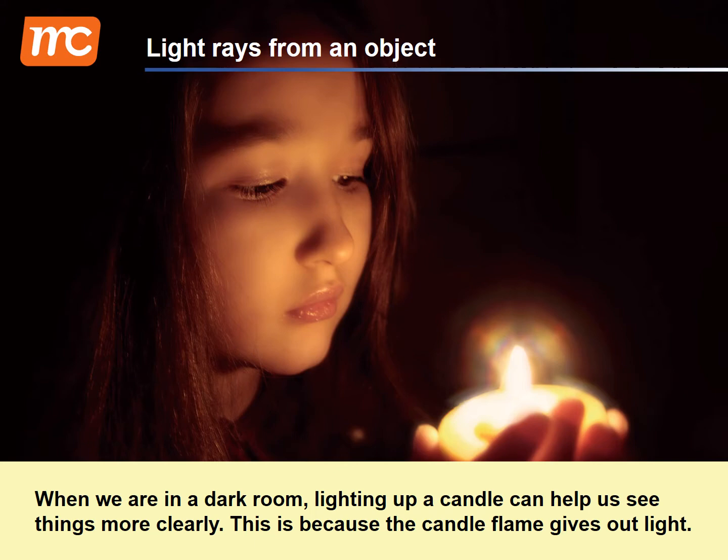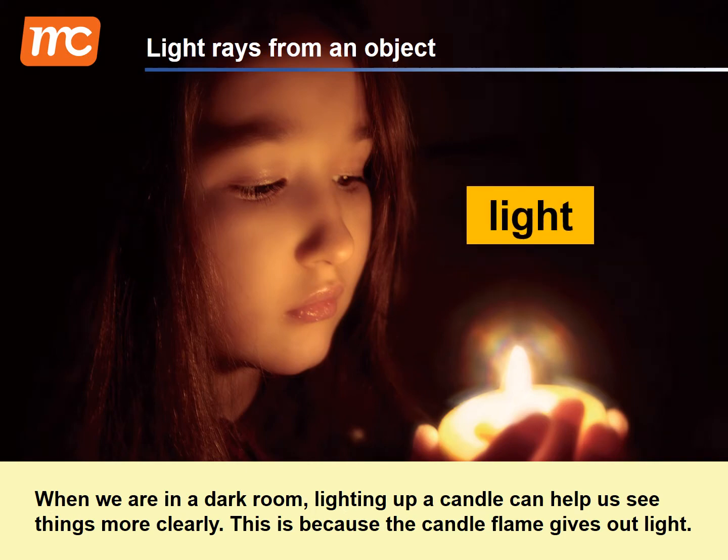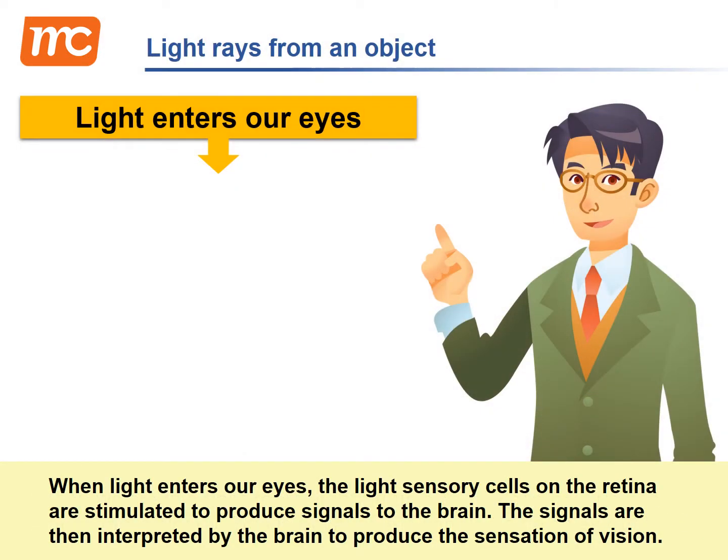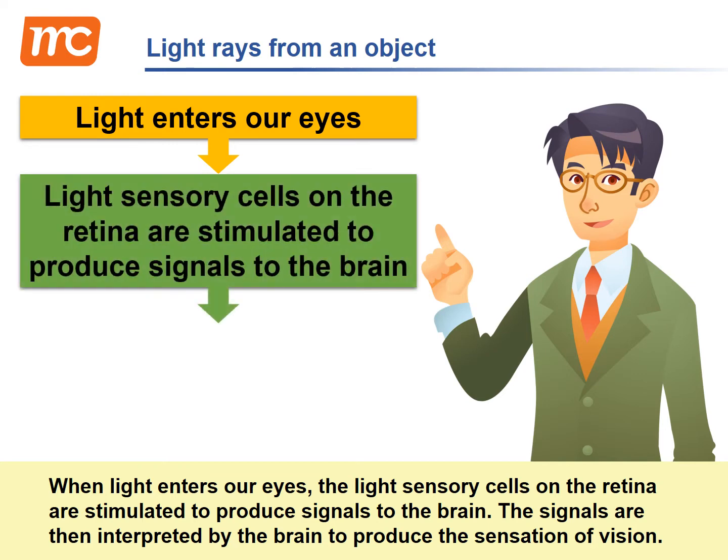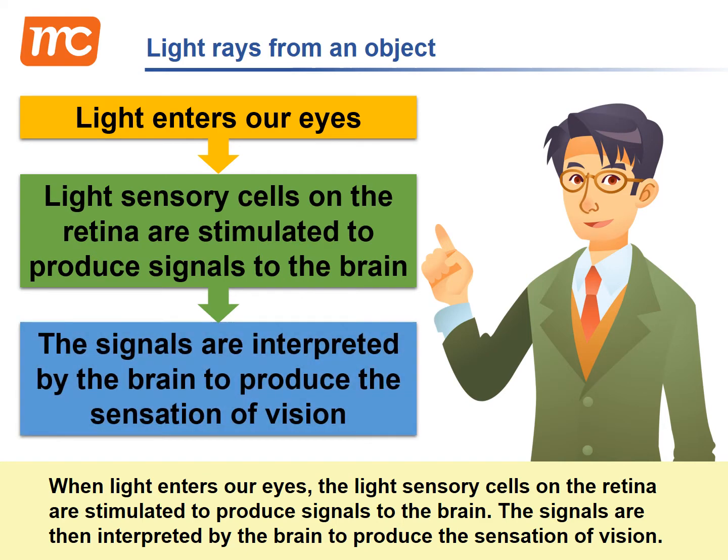This is because the candle flame gives out light. When light enters our eyes, the light sensory cells on the retina are stimulated to produce signals to the brain. The signals are then interpreted by the brain to produce the sensation of vision.